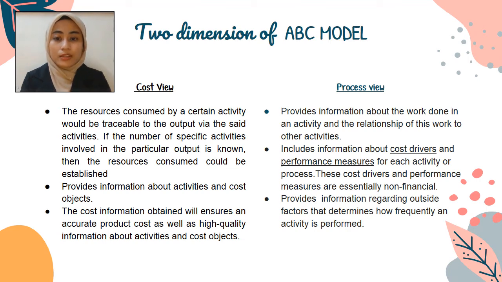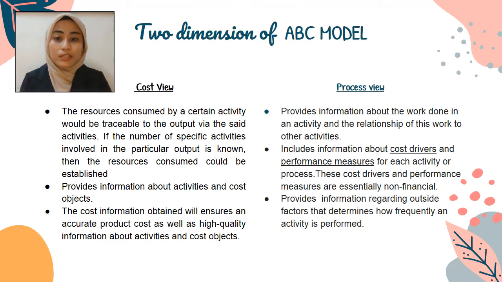In this ABC model, they contain cost view and process view. For the cost view, after we know the particular output, we can decide the specific activity that should be involved, and then from that activity, we can measure the cost to be incurred. So basically, this cost view will provide information about the activities and the cost object. The information obtained will ensure that the product cost is accurate, and the information regarding the activity and the cost object is also accurate.